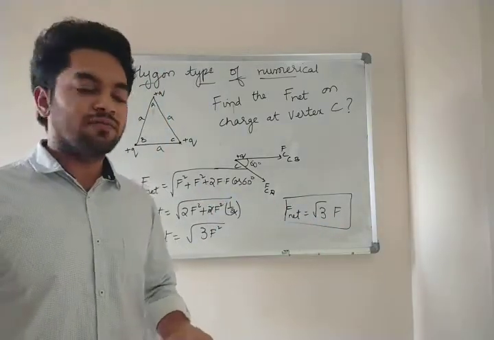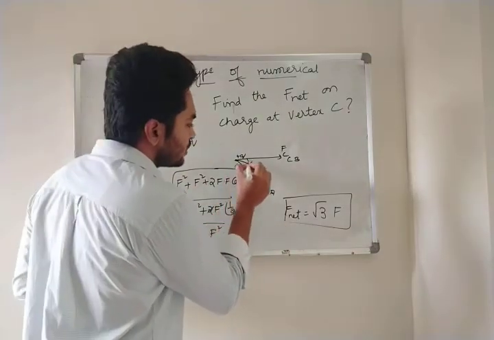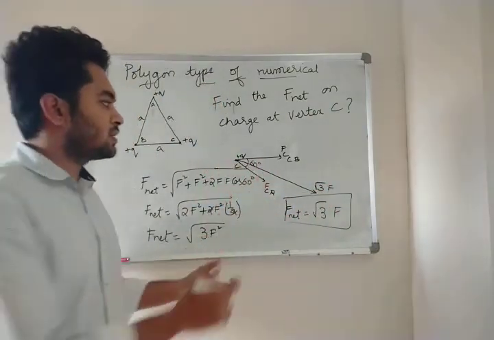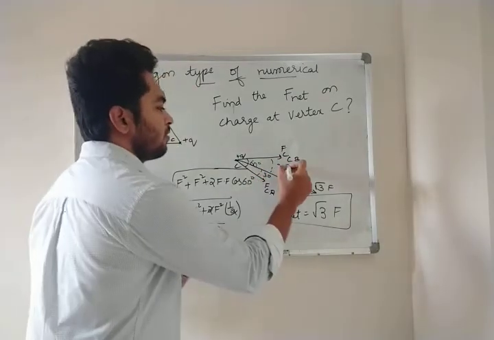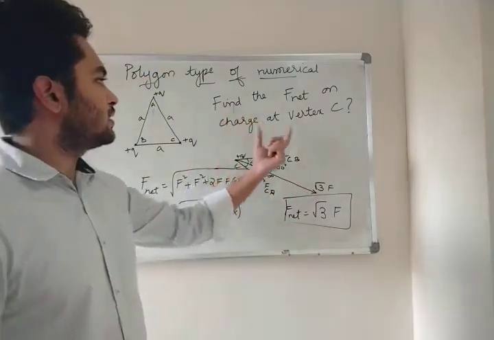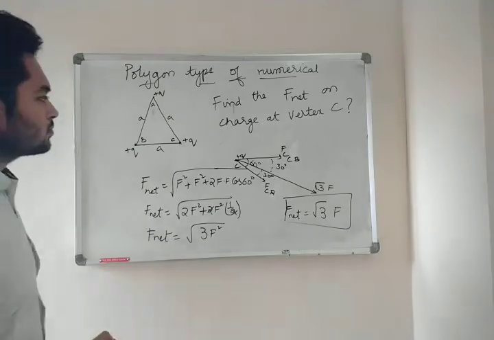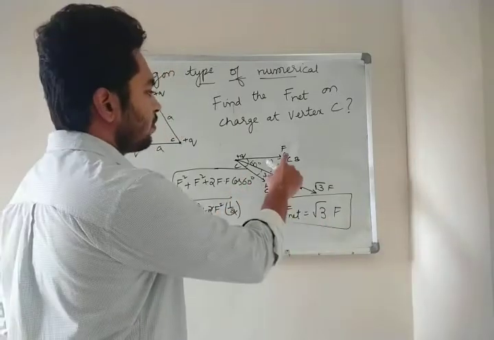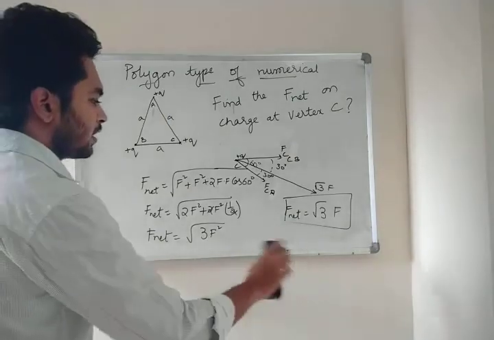Now in your vectors you have seen that if there are two equal forces, the resultant passes through the center. So the resultant root 3 F passes through the center, and this angle is 30 degrees and this angle is also 30 degrees. So the resultant bisects this angle. Clear? Understood. So this is our net force at vertex C. Now where did this force come from? Clear till here?